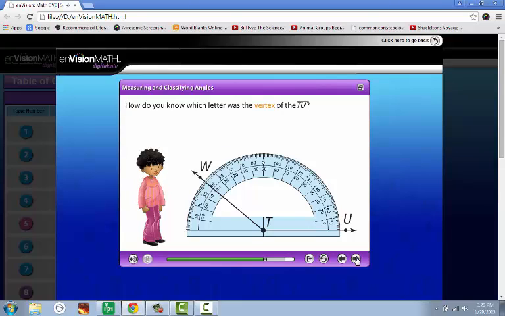How do you know which letter was the vertex of the ray TU? So think about that for a moment. How do you know which letter is the vertex of the TU? The vertex point was the point named first.